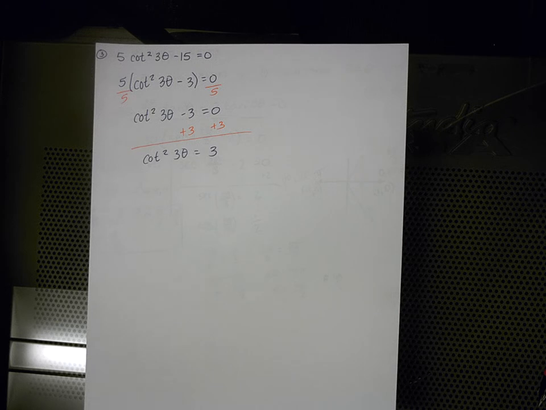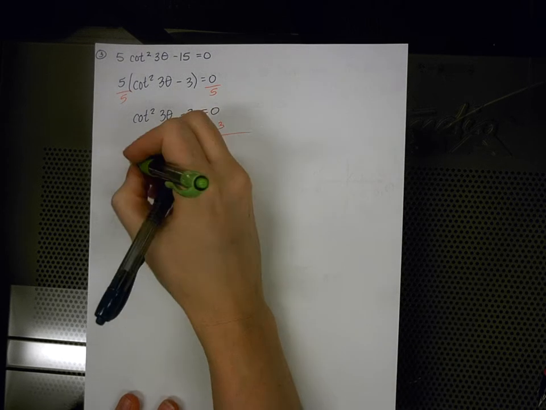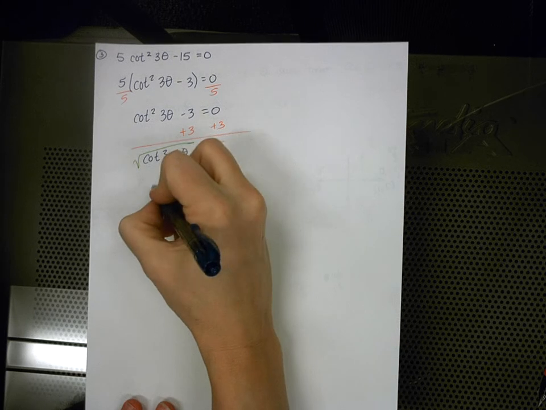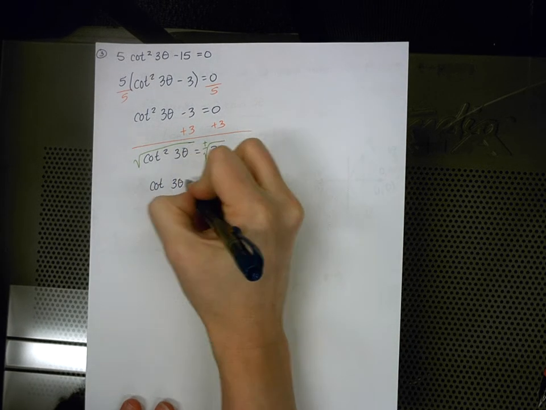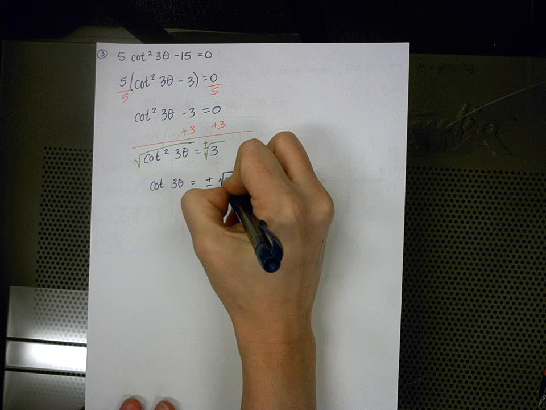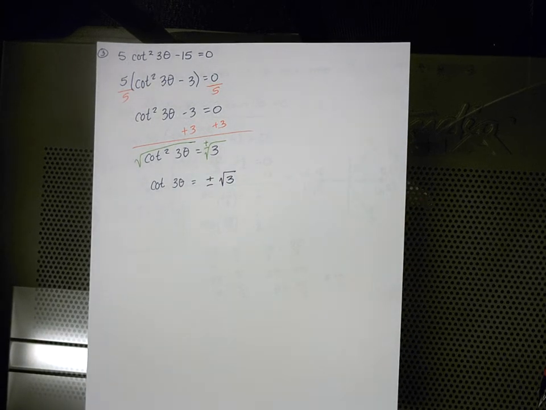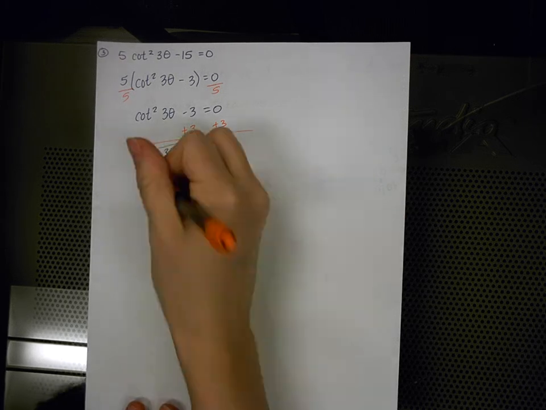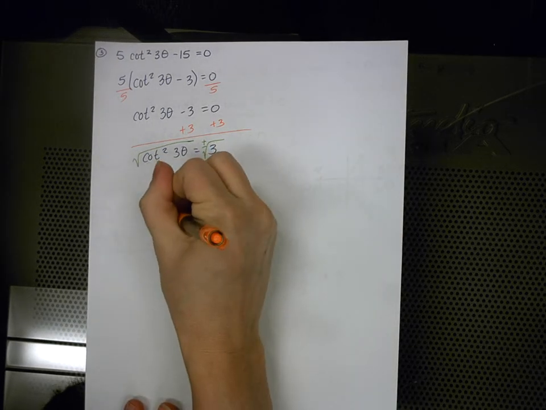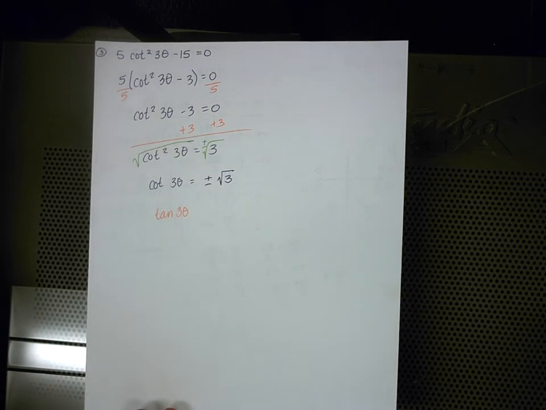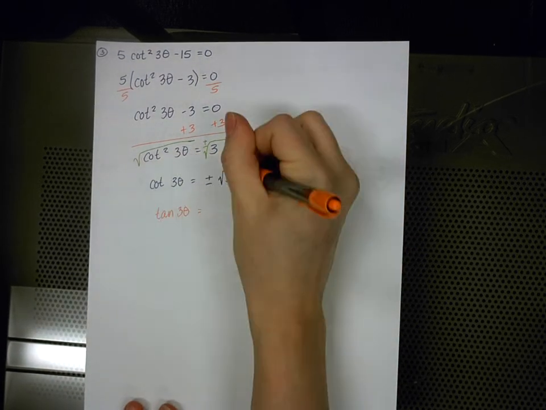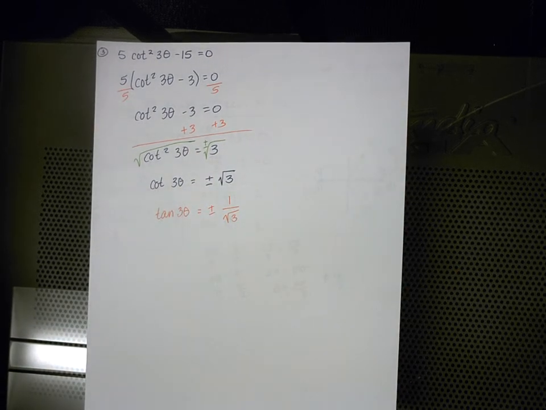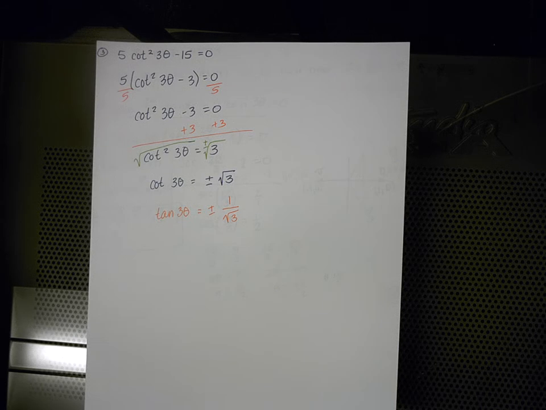Hopefully you said square root, but don't forget when you take the square root you need plus or minus. So we have cotangent of 3 theta equals plus or minus the square root of 3. Now again, cotangent is not something we're as familiar with looking on the unit circle as tangent is. So I'm going to take the reciprocal of cotangent and I get tangent, which means I take the reciprocal of the right hand side as well and I get 1 over square root 3. Don't forget that plus or minus, because that is an important part of looking for all of our solutions.